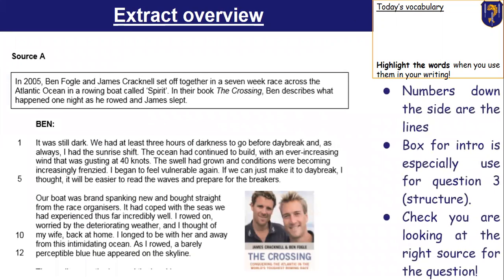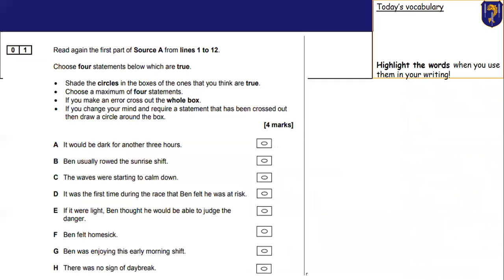So you're going to be given 2 sources, so extracts. The numbers down the side are the lines that you need to refer to, so it will tell you in the question where you need to look. Specifically, you'll need to look at this part for question 1. So the first thing you do is get your pen and box it off, so it's really obvious where you're going to be referring to, because you cannot refer to things outside of the place that it's told you to look at. Check you're looking at the right source for the question as well. So if it says source A, do not use source B.